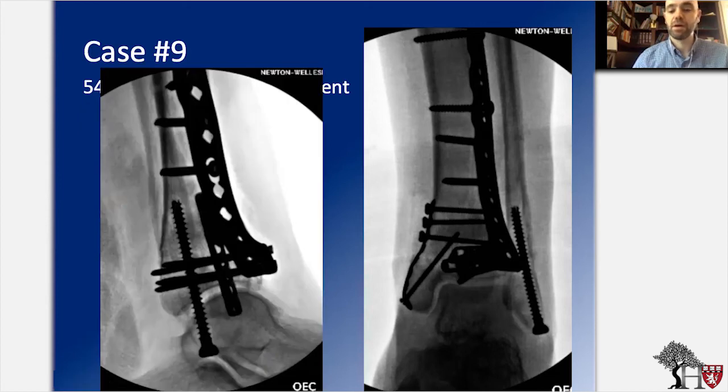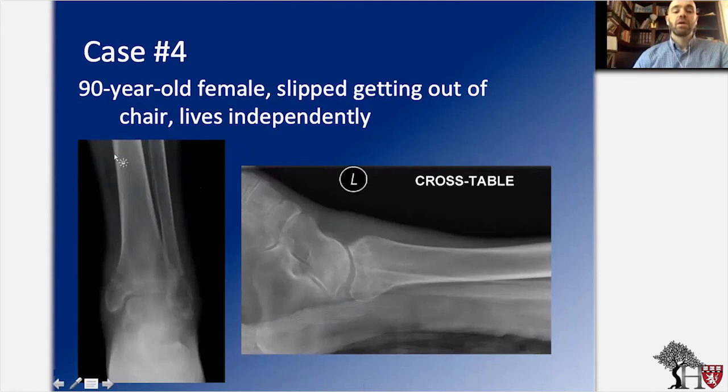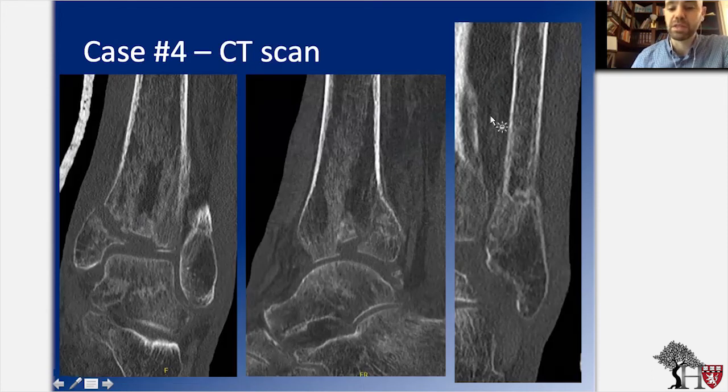And so we used an anterior lateral approach to access this, as well as a medial approach. This brings up the role of compromise. This is a 90-year-old female who slipped getting out of a chair. She lives independently, and she presented to the ER with this X-ray and this CT scan.